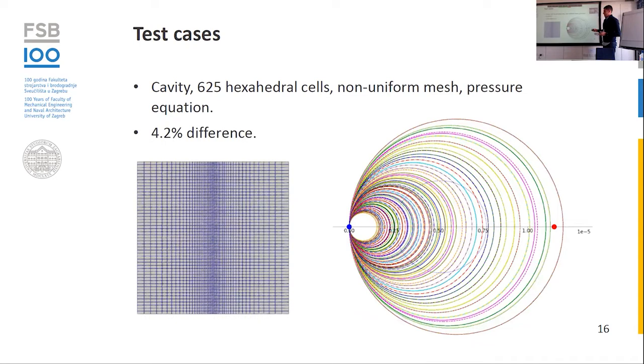Again, the same was done for the same mesh, but with non-uniform cell spacing, and here we can see a lot more circles because of different cell sizes. Again, the smallest value is almost correct, and the largest one is only 4.2% different from the actual value.